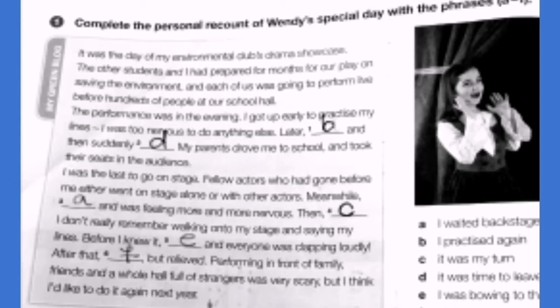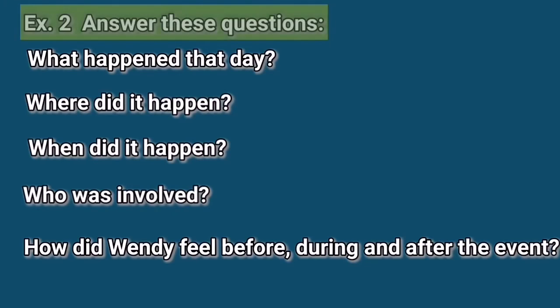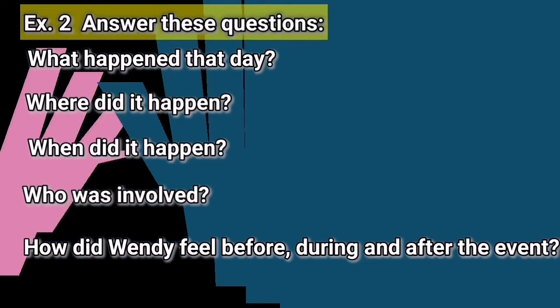And there is exercise number 1. Complete the personal recount of Wendy's special day with the phrases A to F. You will read the recount and complete it. You will write it in your workbook. Then exercise number 2. Answer these questions. You will read these questions and answer in your workbook.